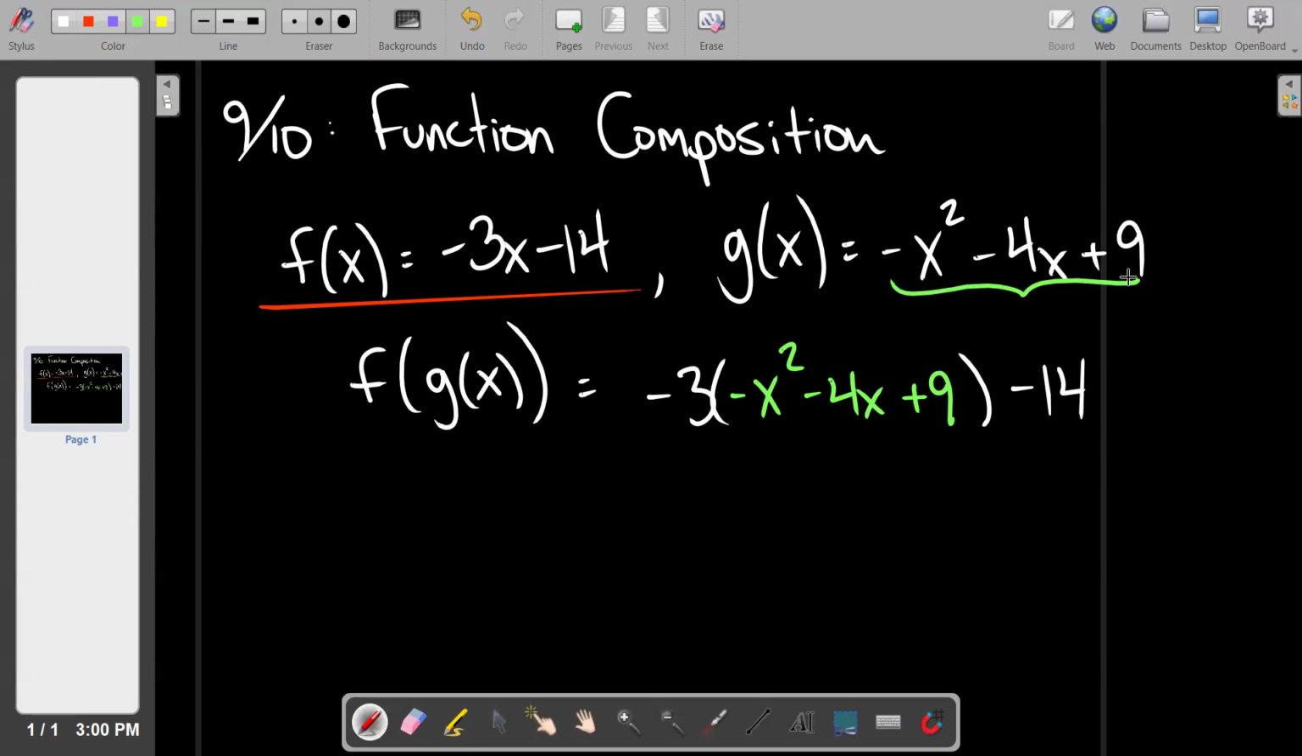What you're going to find with compositions is one direction is generally easier than the other. So I thought I'd start us out with the simple one that just involves a little bit of eighth grade distribution. So when we distribute the negative 3 through, we get 3x squared. We, of course, get plus 12x, and then we're going to get minus 41. And I figured at this level of math, I could probably skip some steps.